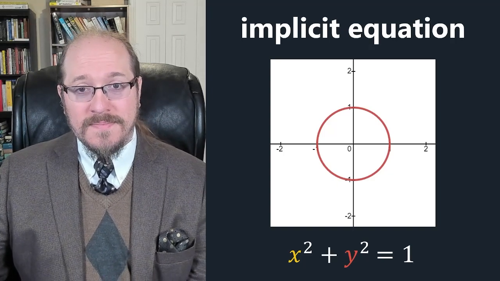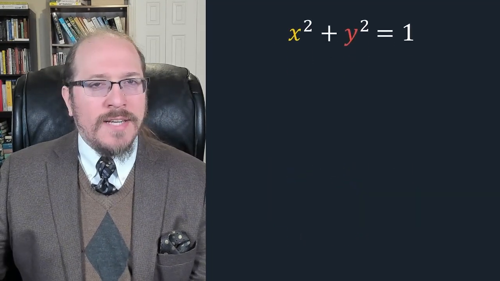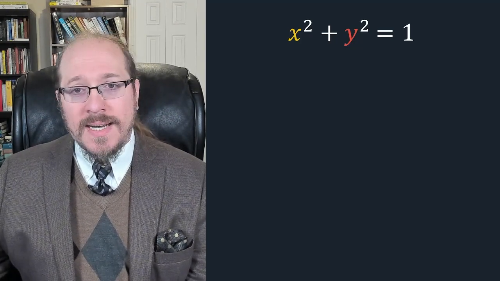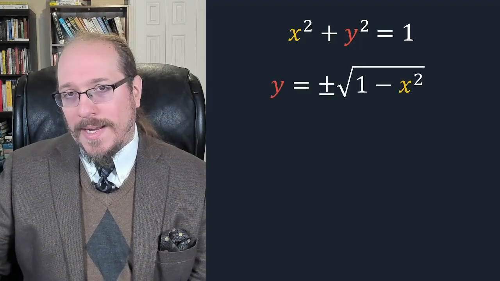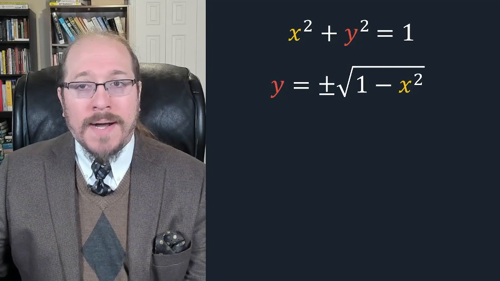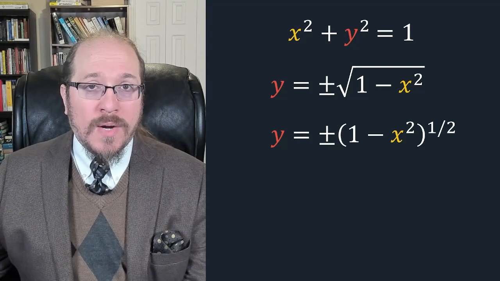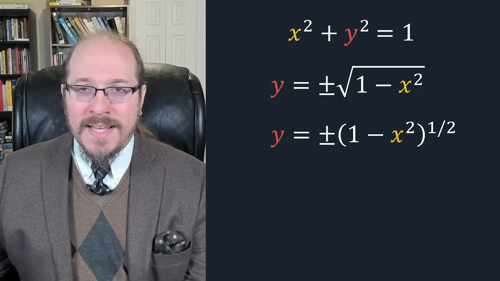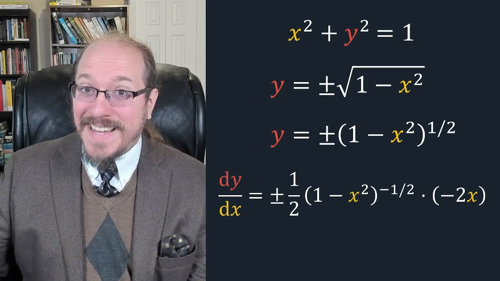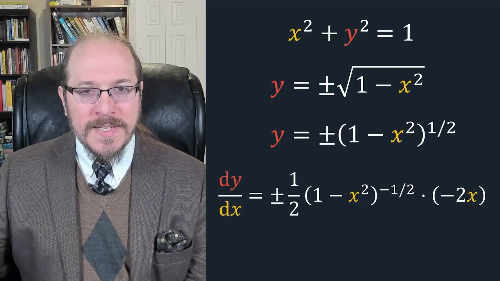Okay, first of all, just to see what we're up against, let's see what happens if we do try to get y by itself first. If we subtract x squared from both sides, and then take a square root, this is what we'd get. Y equals plus or minus the square root of the quantity 1 minus x squared. Then, to take the derivative, we'd need to rewrite that square root as a 1/2 power, and then apply the power rule while also remembering to use the chain rule. Yikes, that's way too much work. So, let's see if we can find a better way to do it.